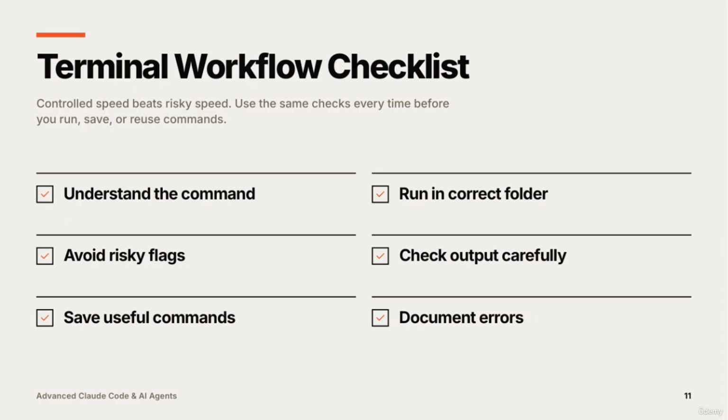Next, ensure you are in the correct folder or directory before executing the command, as running it in the wrong location can cause problems. Avoid using risky flags or options unless you are absolutely sure of their effects. After running the command, carefully check the output to confirm it behaved as expected. If you find commands that are especially useful, save them for future use to save time. Finally, document any errors or issues you encounter to help troubleshoot or improve future workflows. Following these steps will make your work with advanced Claude Code and AI agents much safer and more effective.